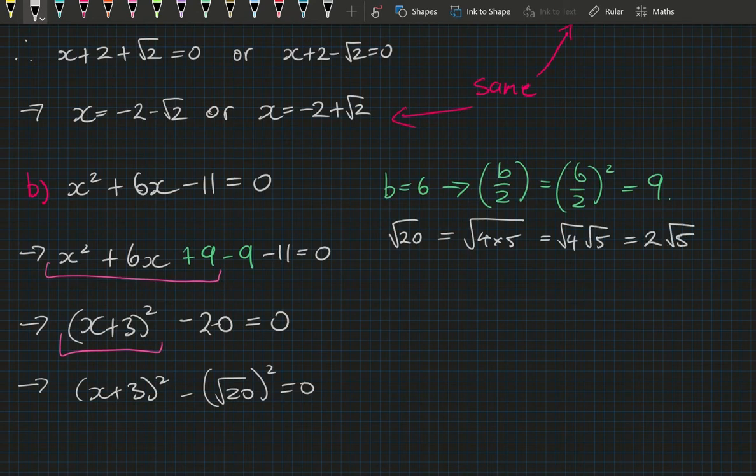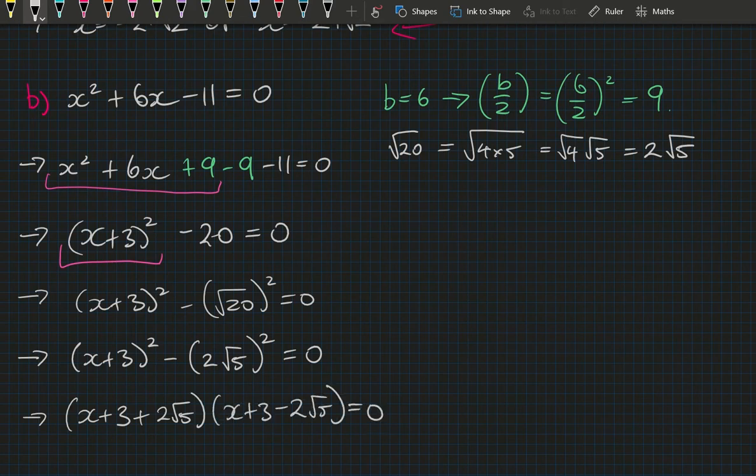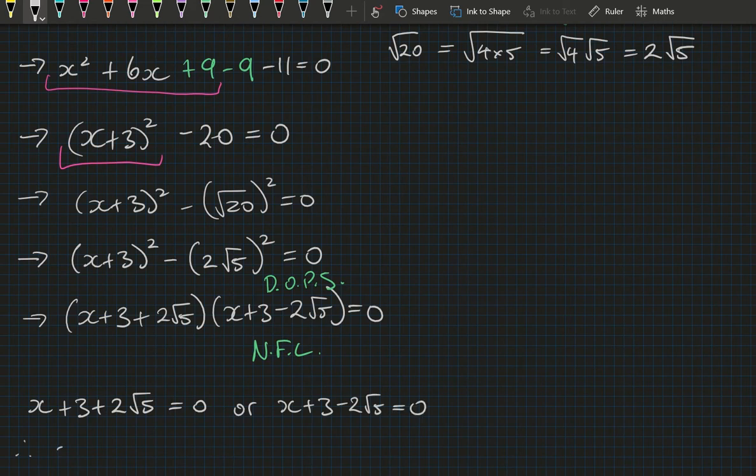So therefore we can rewrite this equation as (x plus 3) all squared minus (2 times the square root of 5) squared. And so now we can factor this as (x plus 3 plus 2 times the square root of 5) times (x plus 3 minus 2 times the square root of 5), just by using the difference of perfect squares. And therefore by the null factor law, x plus 3 plus 2 times the square root of 5 is equal to 0, or x plus 3 minus 2 times the square root of 5 is equal to 0. So in other words, x is equal to minus 3 minus 2 times the square root of 5, or x is equal to minus 3 plus 2 times the square root of 5.